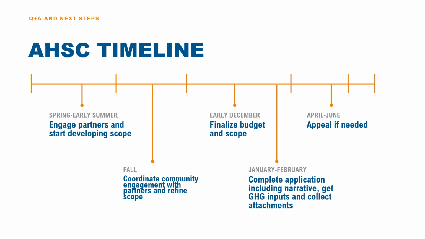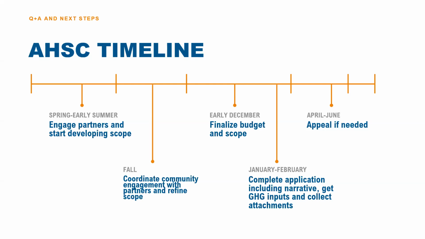So let's just say that you're interested in applying. You want to obviously make sure that you meet all the thresholds, and then you want to start engaging with the public partners, the housing developer, transit agencies, and start developing your scope around now to early summer. And this doesn't mean finalizing those elements, but really beginning to brainstorm and have a long list of possible ideas.